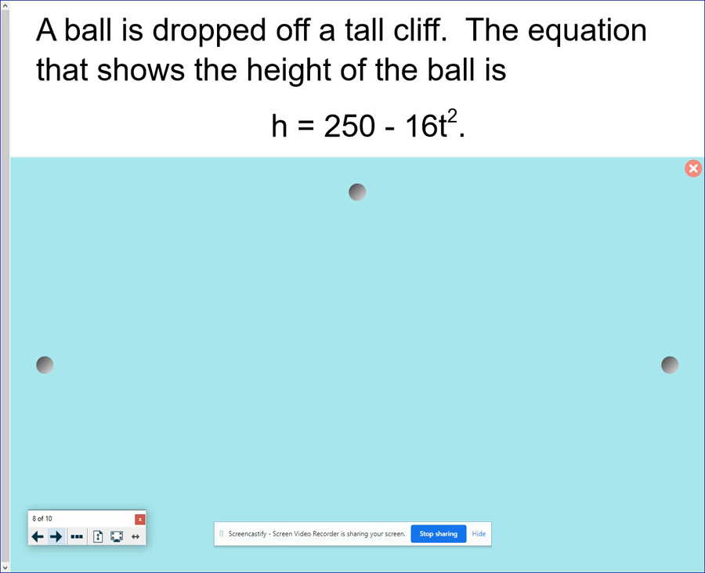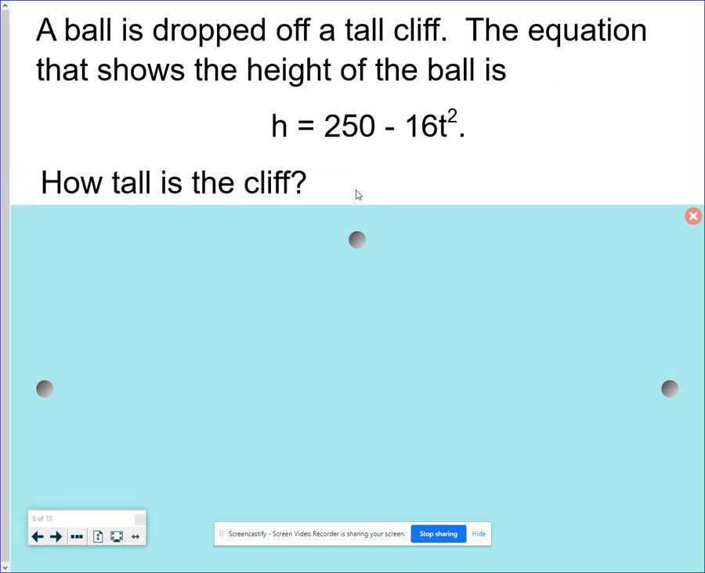If you drop a ball off a tall cliff, I have this equation. My first question, how tall is the cliff? Right? We should be able to look at this and we should know that the initial height is always the number. It's right here with no variable, no t with it. So this is 250 feet is my initial height.